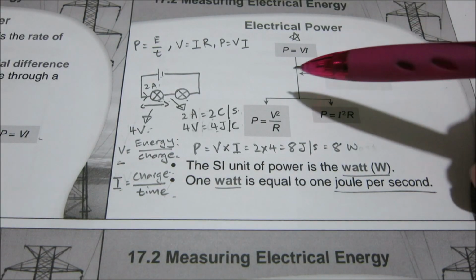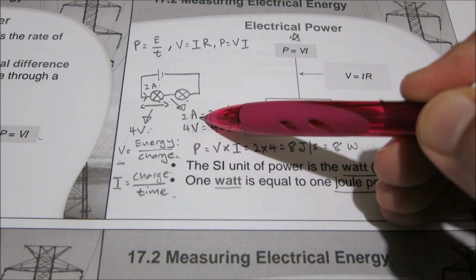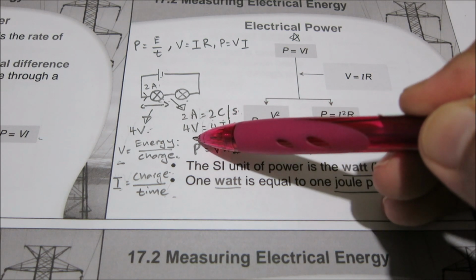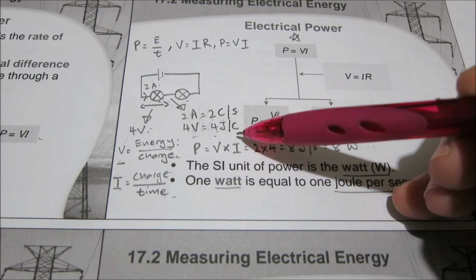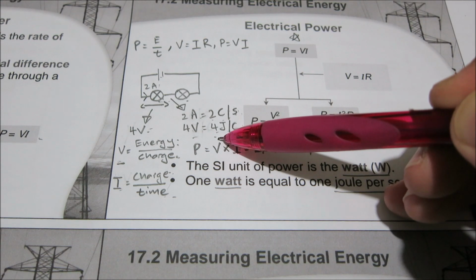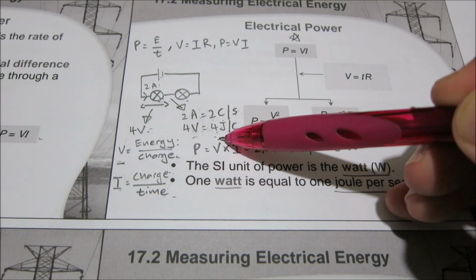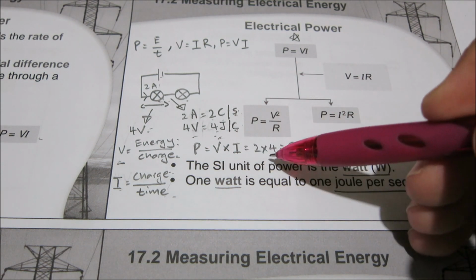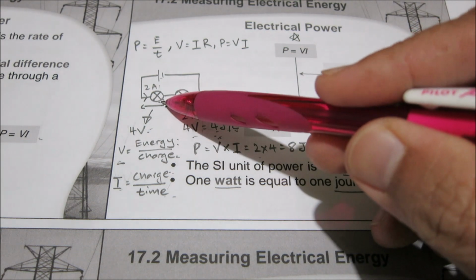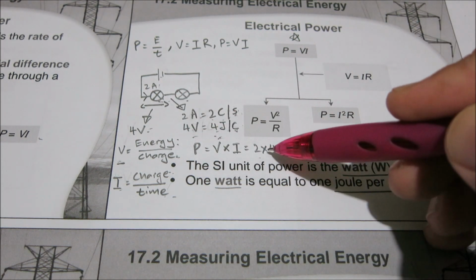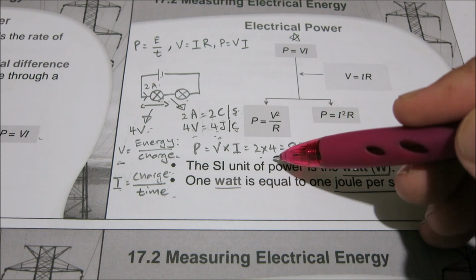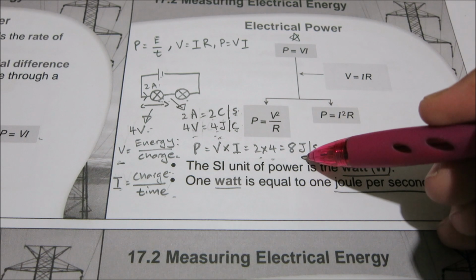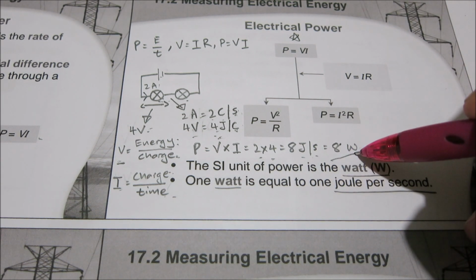Now, if we talk about it, 2 amperes actually means 2 coulombs of charge passing by per second. 4 volts means I have 4 joules. Each coulomb has 4 joules of energy. So if each coulomb has 4 joules of energy and I have 2 coulombs of charge passing by in 1 second, it means very simply that the amount of energy given to the bulb is 8 joules. So 2 coulombs of charge per second, 4 joules for each coulomb. So in 1 second, I have 8 joules of energy. So that's how I get 8 watts.